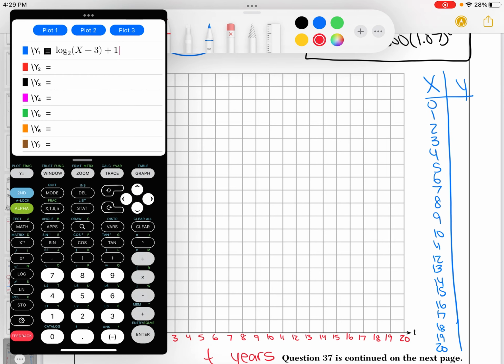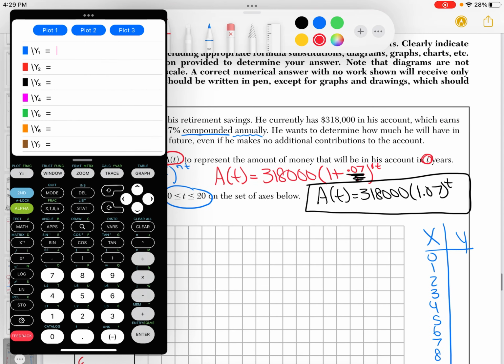So I go to my y equals and I clear it out, and I have to type my equation in. So it was 318,000. See how important it is to have the right equation up here though? Could you imagine if I forgot my compounded interest formula and then I didn't have the right thing and now I have to graph it? It's important that we know our formula, it's so important.